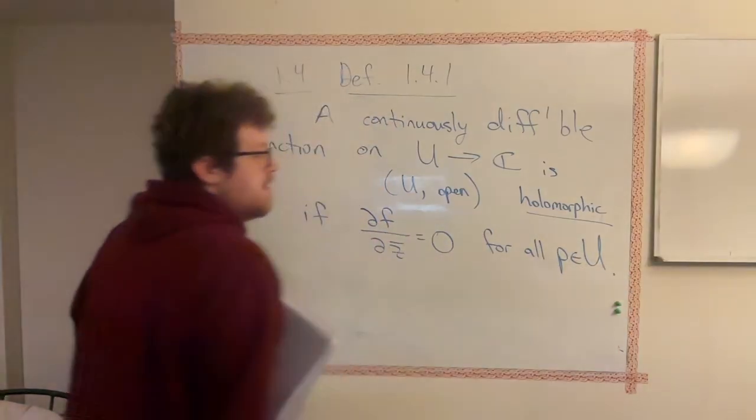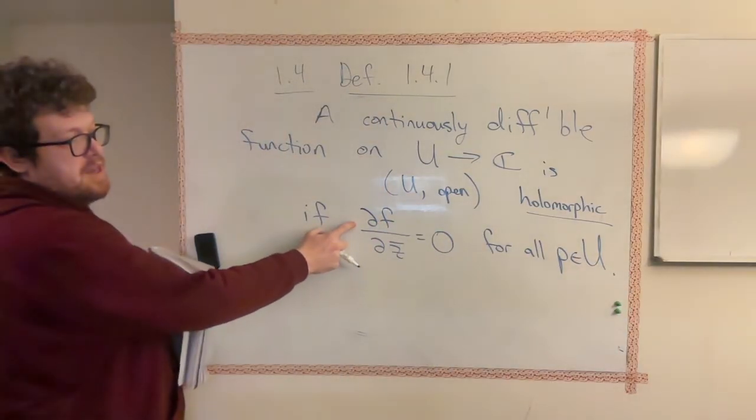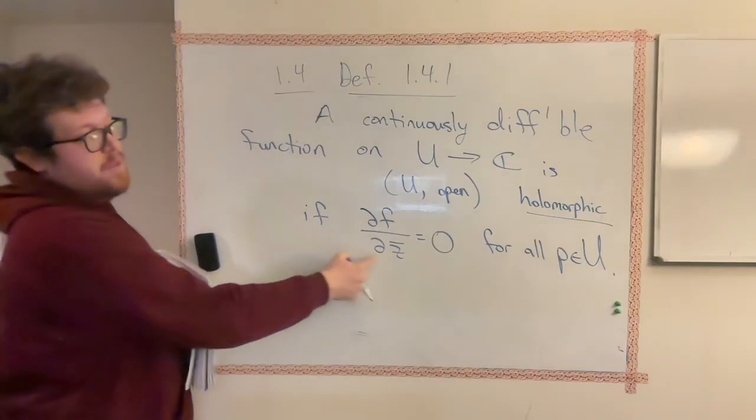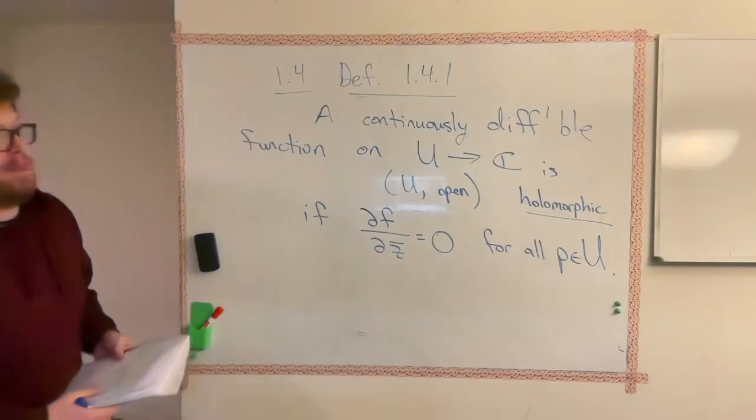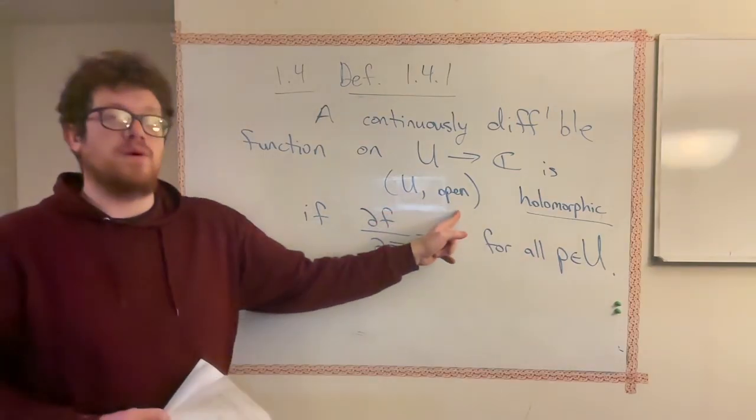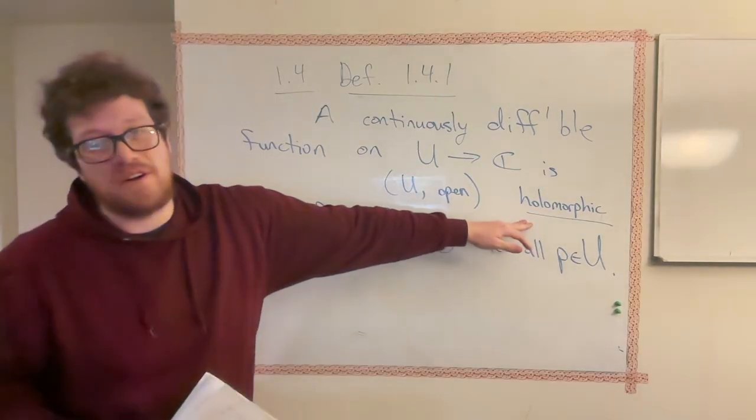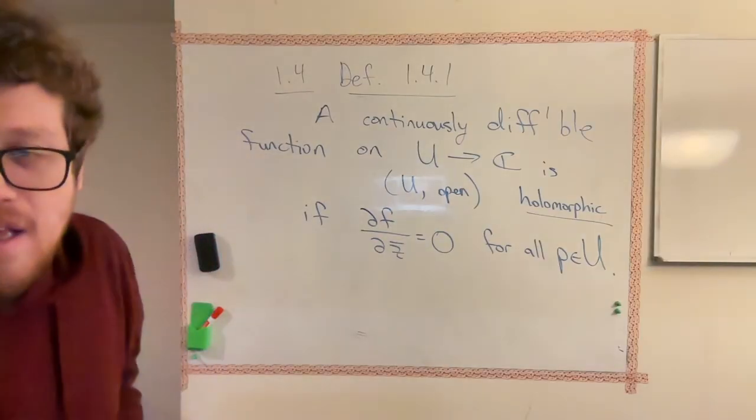So for any point P in U, I look at the derivative at that point with respect to z bar, and it's 0 for every point. It has to be true for every point in U. It can't just be for like the center of the circle or something like that.